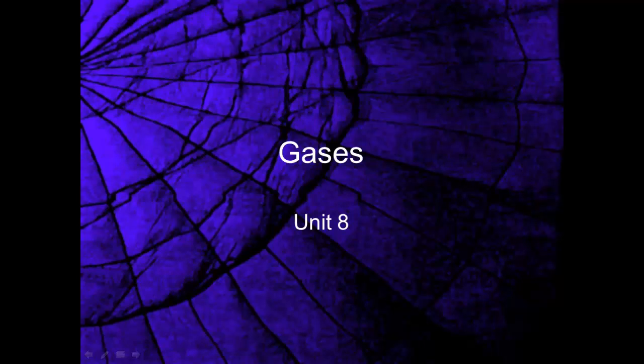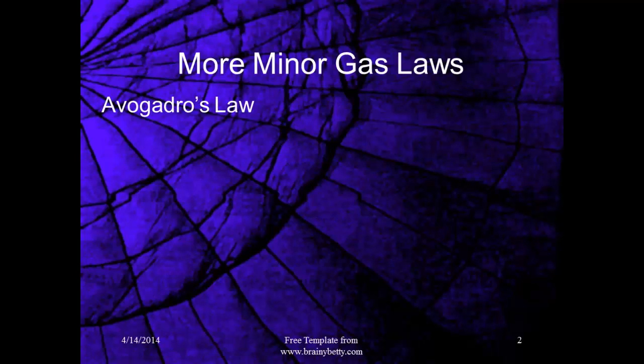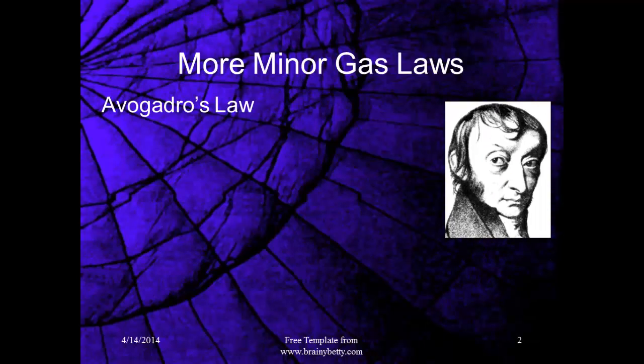Last two minor gas laws deal with the fourth gas law variable that we haven't talked about yet. Which one have we not included? Amount. So the last two equations, or the last two gas laws, are going to have to do with the amount of gas involved. First one is called Avogadro's Law, named in honor of this gentleman here.